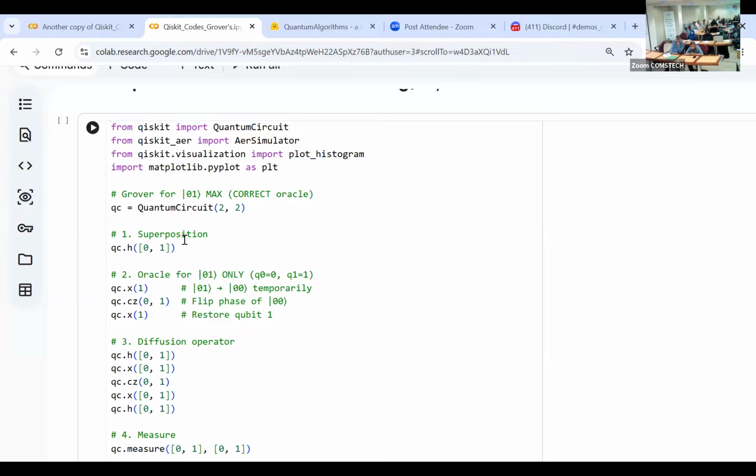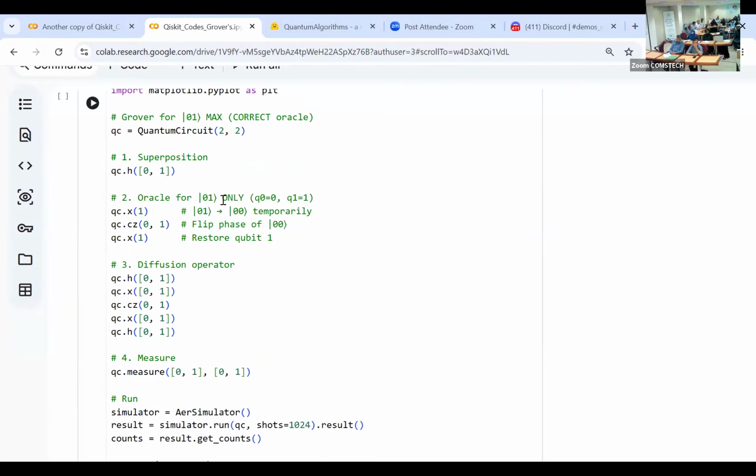Then the first step is superposition. We're going to apply the Hadamard gate. We named our circuit qc, having 2 qubits and 2 classical registers. We apply the h gate, where the small h denotes the Hadamard gate, on our first qubit and second qubit, indexed 0 and 1. Don't mix it with 00, 01. Now we have a superposition.